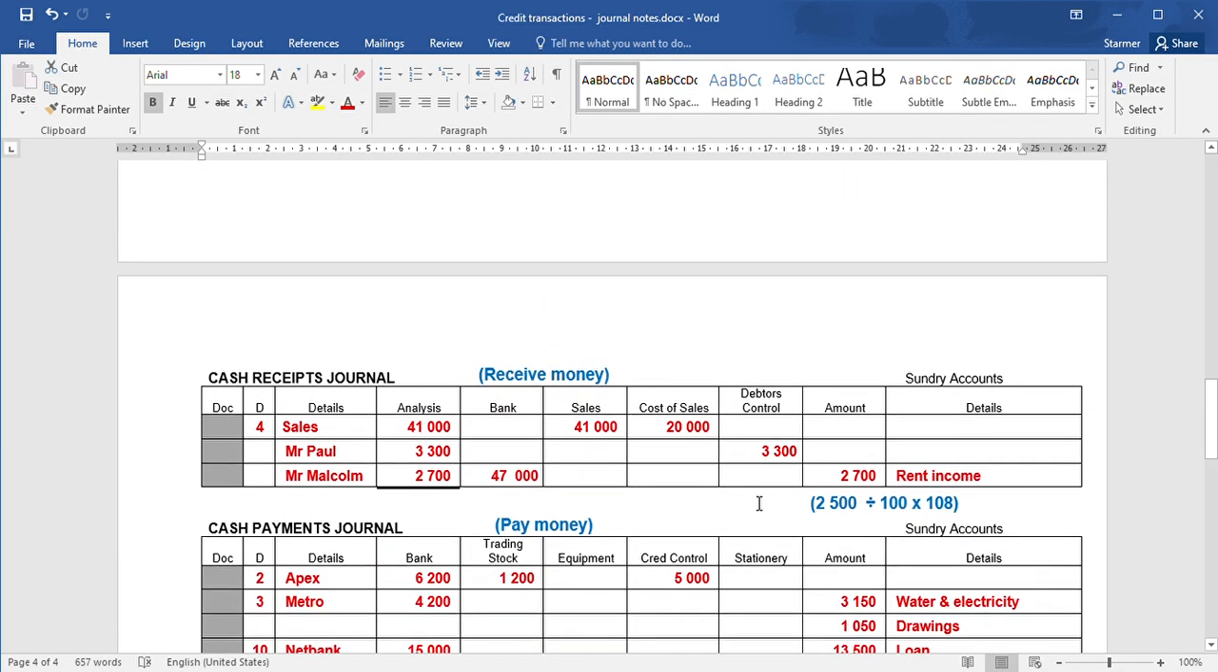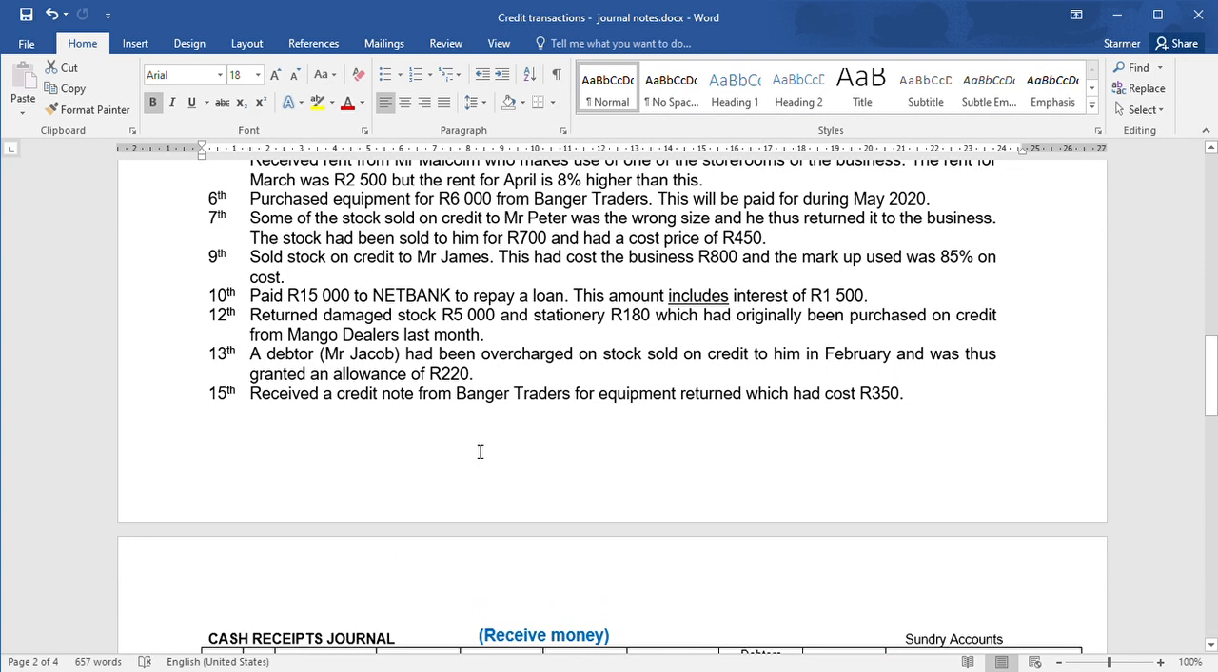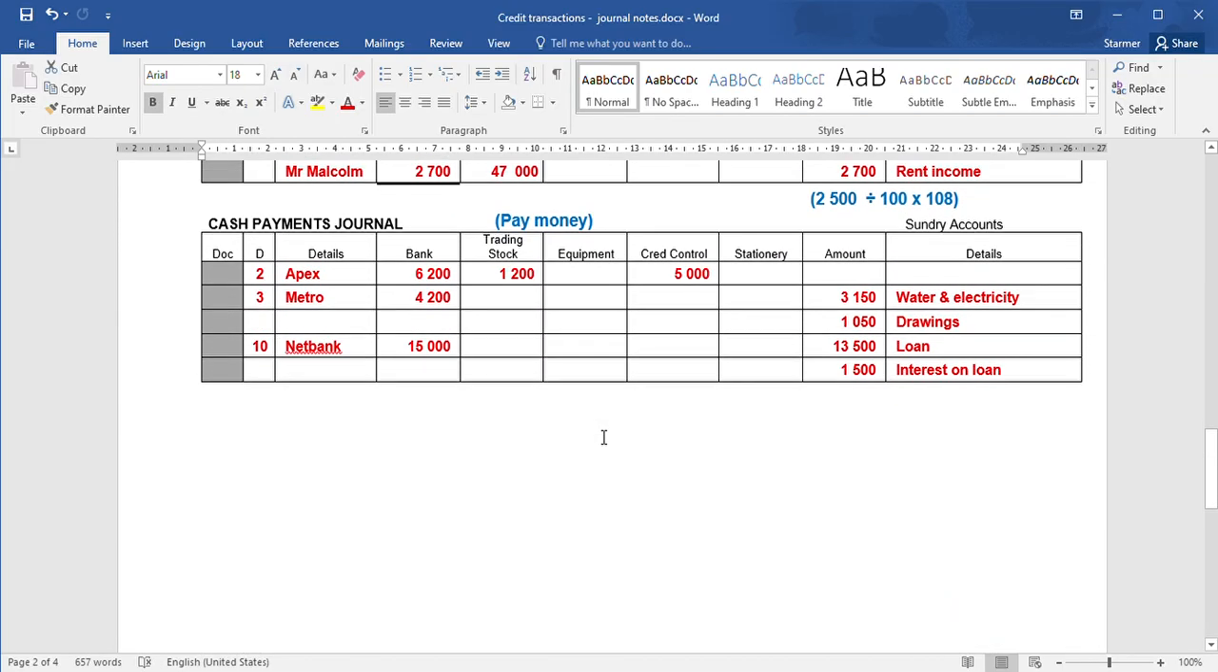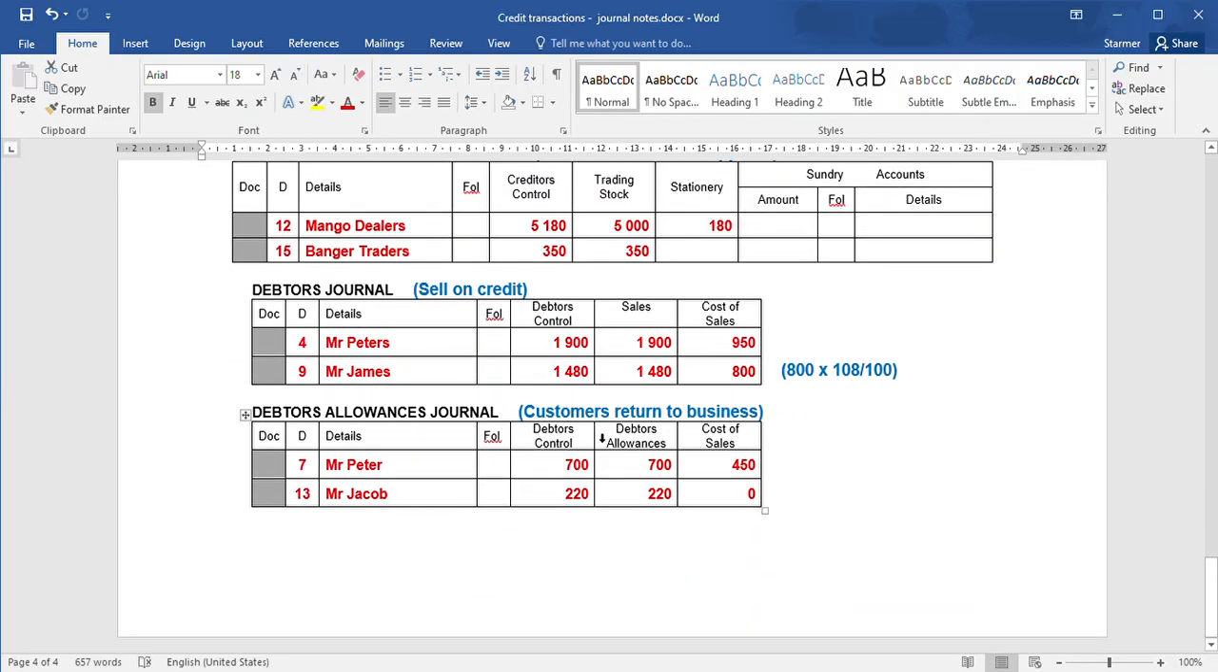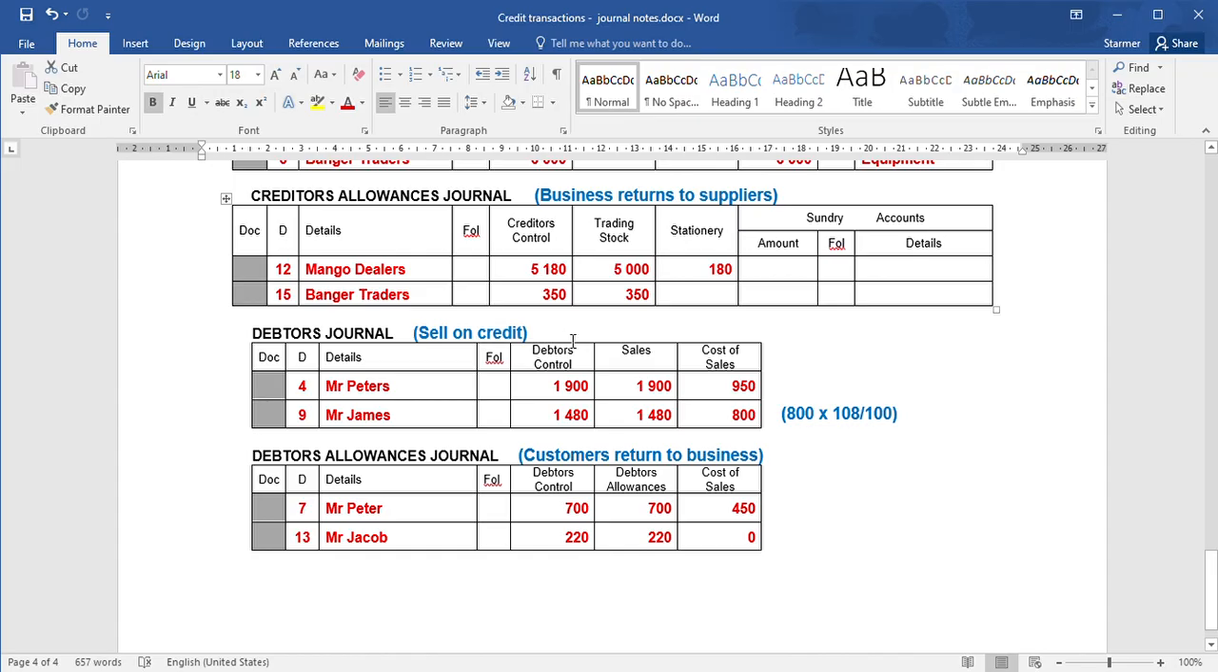And then the last one here, received a credit note from Bangor Traders for equipment returned which had cost 350. If we receive a credit note, means we have returned. If we return, it's going to go into your creditors allowances journal. Bangor Traders, we're returning stock, and the total here is 350.